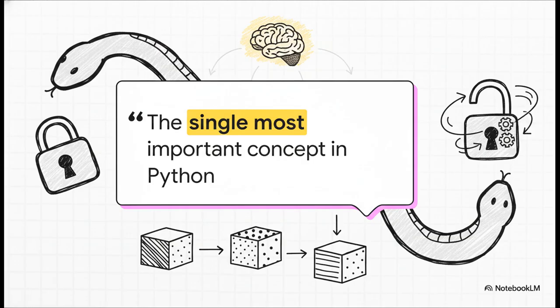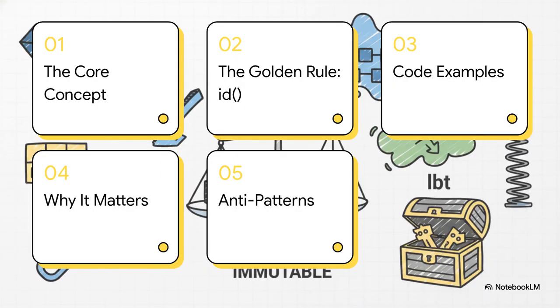But don't sweat it. By the end of this session, you're going to walk away with a completely fail-proof mental model of exactly how your data behaves under the hood. Here's our roadmap for today. First, the core concept of mutability. Second, the golden rule using the id function. Third, immutable versus mutable examples. Fourth, why it matters with functions, and finally, avoiding common anti-patterns.